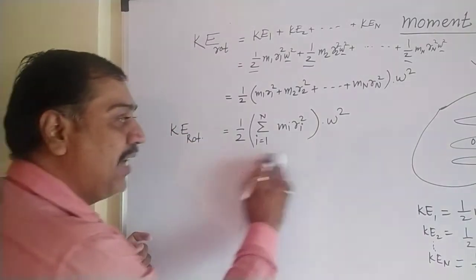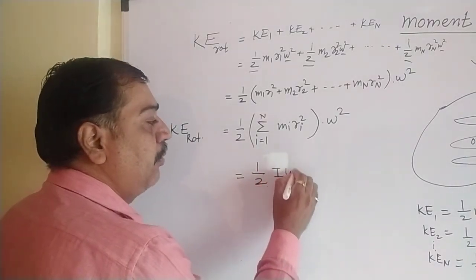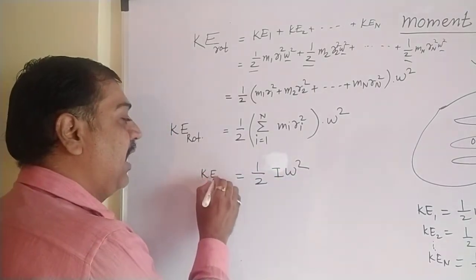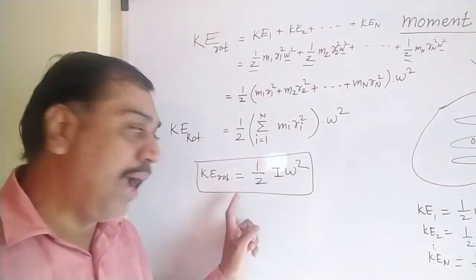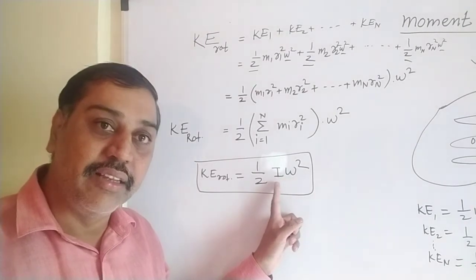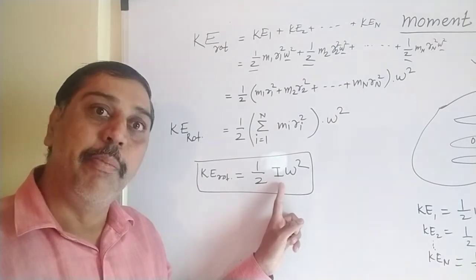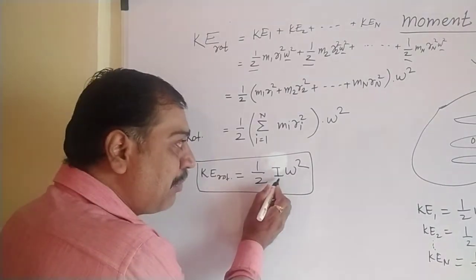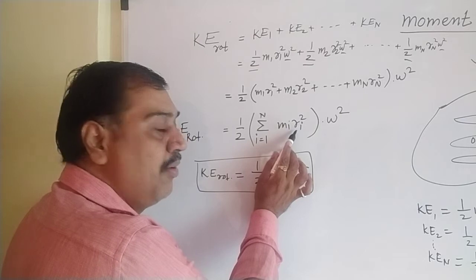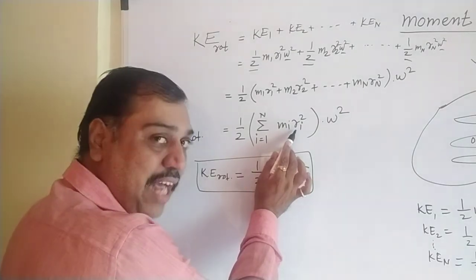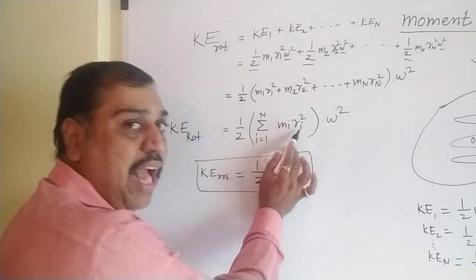Now this bracketed term I can give one symbol. So you can write it as 1 by 2 I omega square. So the rotational kinetic energy is given by this formula: rotational kinetic energy equal to 1 by 2 I omega square. Here this I is said to be the moment of inertia. And what does this moment of inertia mean? It is the product of the mass of the particle and the square of its distance from the axis of rotation.